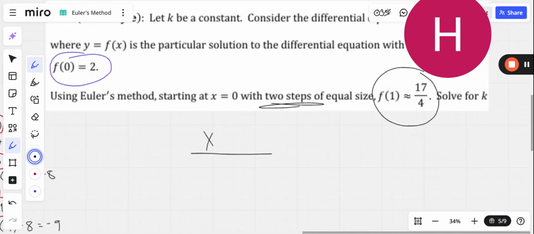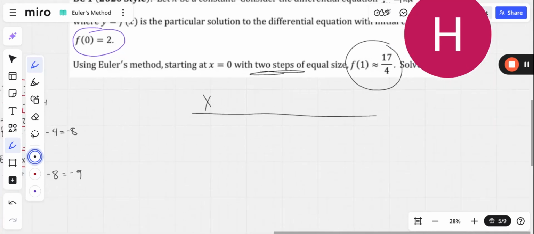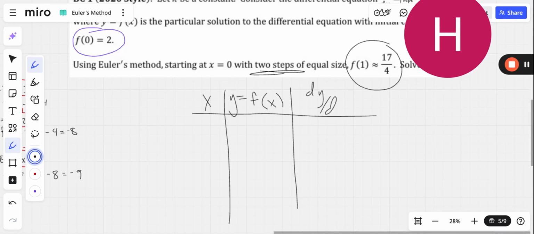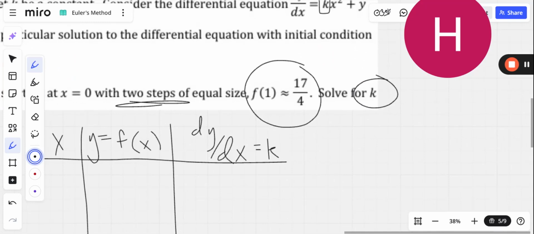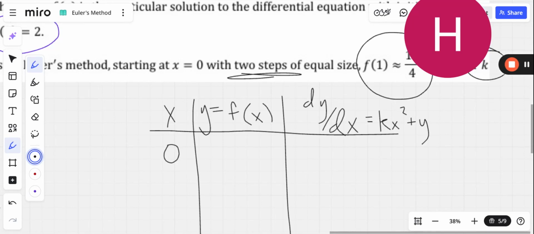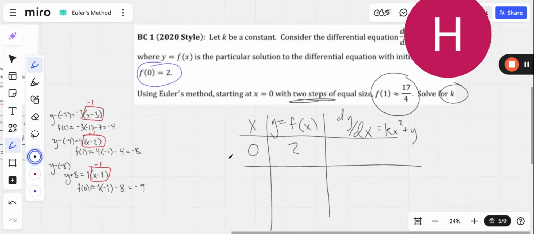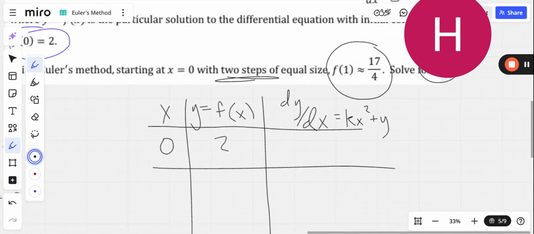If we draw our chart out, we want to solve for k, so just trust the math of what we're given. Y equals f of x. And of course, the derivative equation, which is a little bit complicated. The derivative equation is k times x squared plus the y value. Well, the first point that we begin with is 0, 2. And so the slope there is very easy to figure out. The slope there is just going to be equal to 0 times k, which is 0, plus y. So this slope is 2.